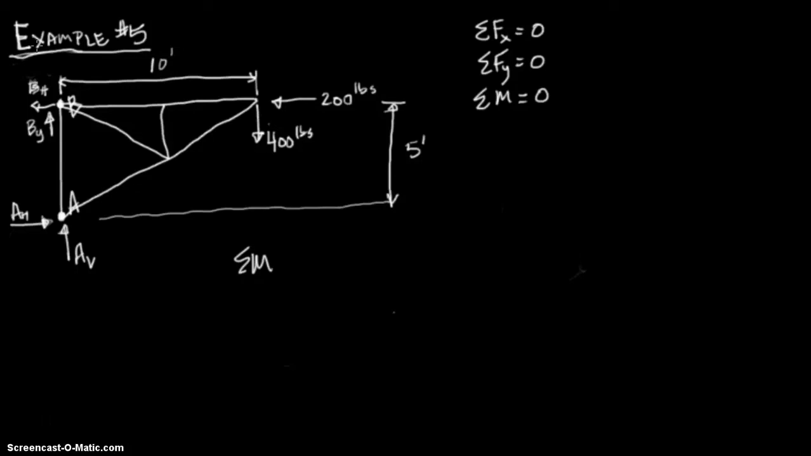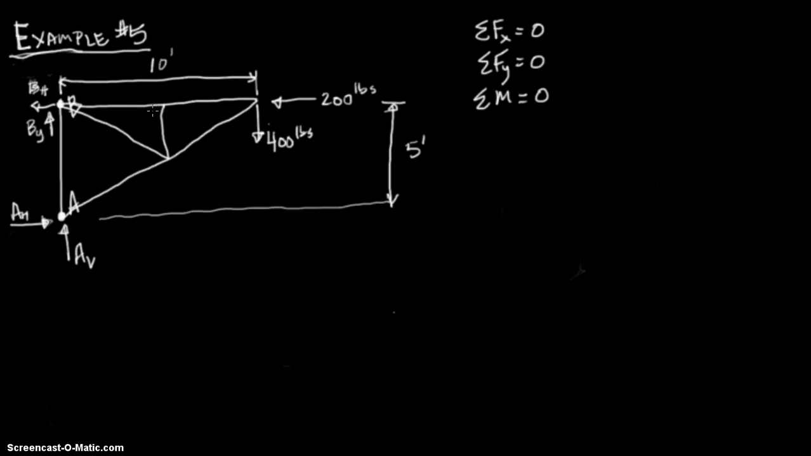Welcome to AEC example number 5, and it is asking to solve for AH and BH. And these are reactions. This is the way I'm looking at them. A reaction is typically where you have your structure, as I would call it, right here, and then this is a wall or something.